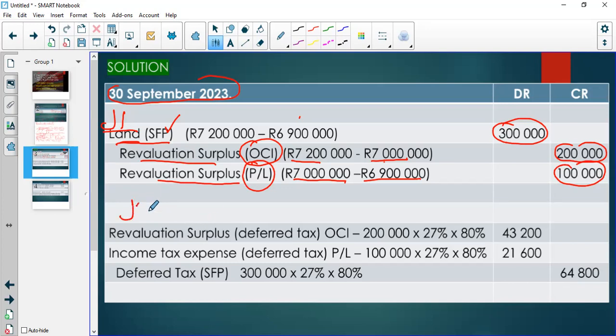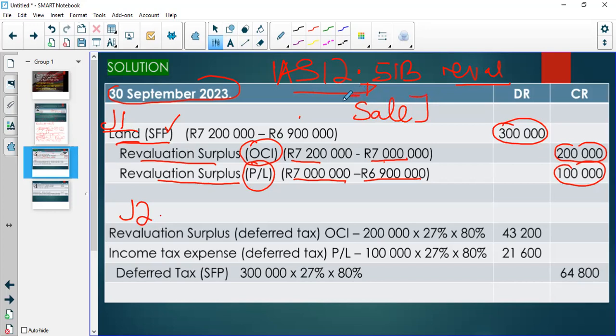Then we come to journal number 2. We need to remember that this deferred tax is governed by IAS 12, which is income taxes. There's a paragraph there, 51B. I wanted to say the Income Tax Act just now, but this is an accounting standard. They say that the carrying amount of a revalued non-depreciable asset measured using the revaluation model, such as land, shall be recovered by means of sale only.